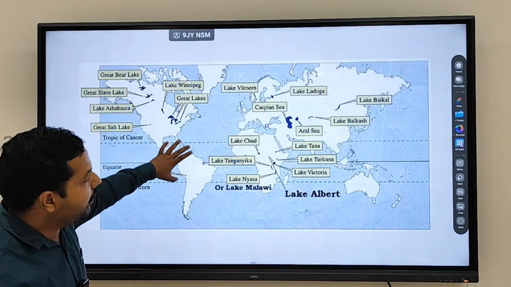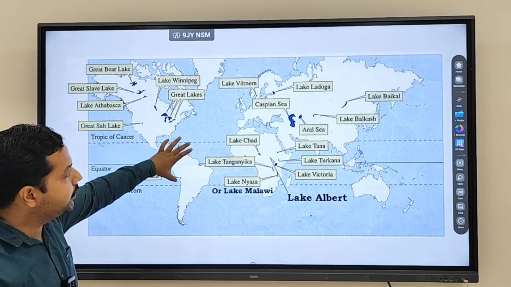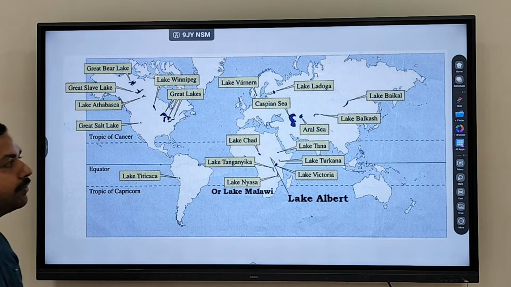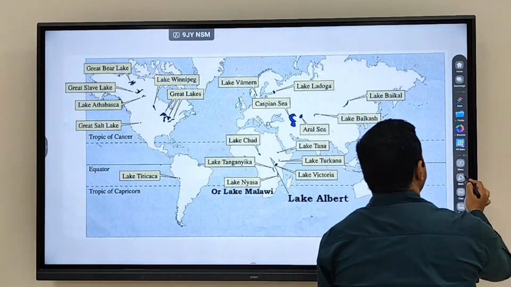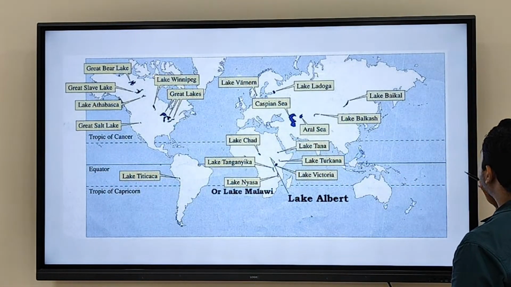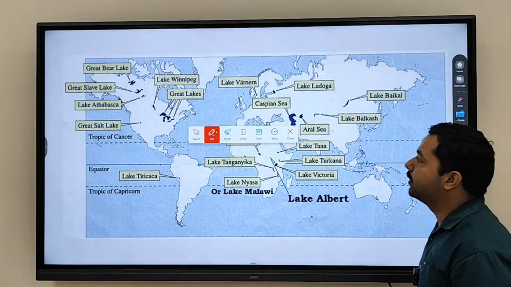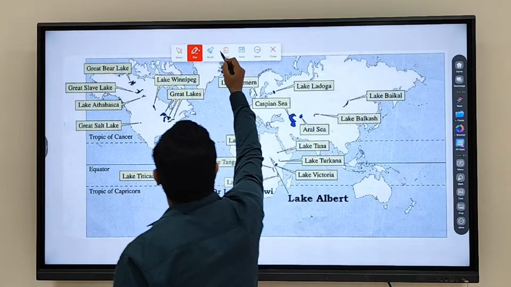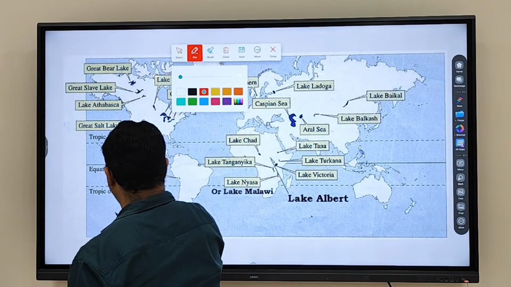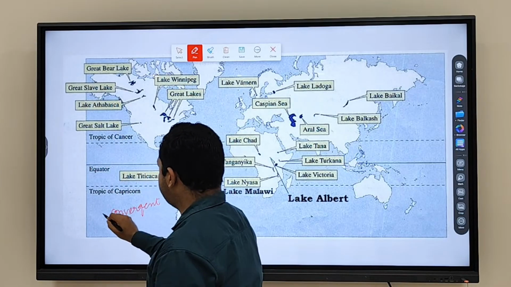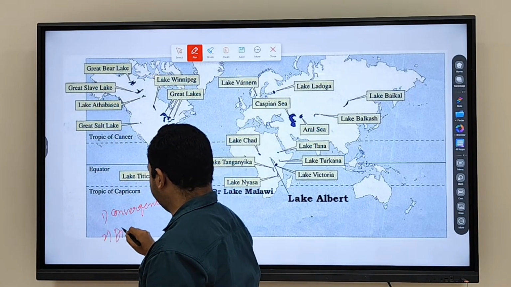Good morning. In the last class, we were discussing the concept of lakes, and we also covered the different types of boundaries in plate tectonics. What are the boundaries we have covered? Convergent, divergent, and conservative.